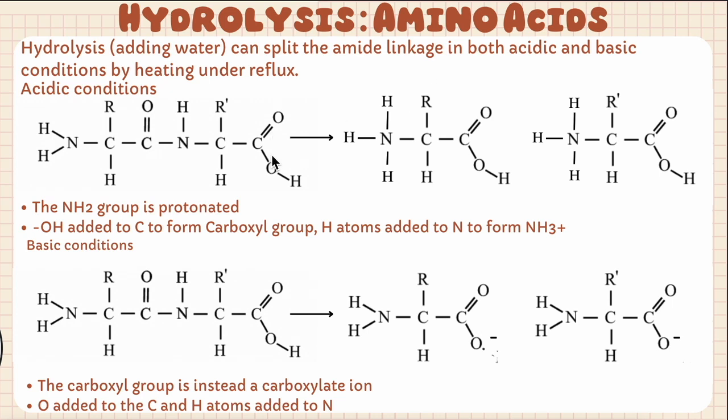So in acidic conditions, you're going to have the dipeptide here. It's going to be split into the two amino acids, but the NH2 group is going to be protonated. It's going to be an NH3 group instead. Well, it should be NH3+, but the plus isn't drawn here, but there should be an NH3+ group. And so the OH is going to be added to the carbon to form the carboxyl group, and the H atoms are going to be added to the nitrogen to form the NH3+. You can do this with any sort of acid like H2SO4, and it's just adding those hydronium ions. And in basic conditions, it's just going to be an NH2 group, but it's going to be the carboxylate ion instead. This is because the hydroxide ions, the OH, are being added to split it.